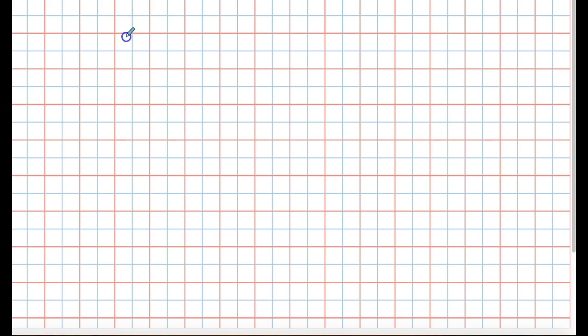So let's say we want to evaluate the area under the curve from 1 to 4 of 7 dx. So 7 is my function. We're talking about just a horizontal line here.